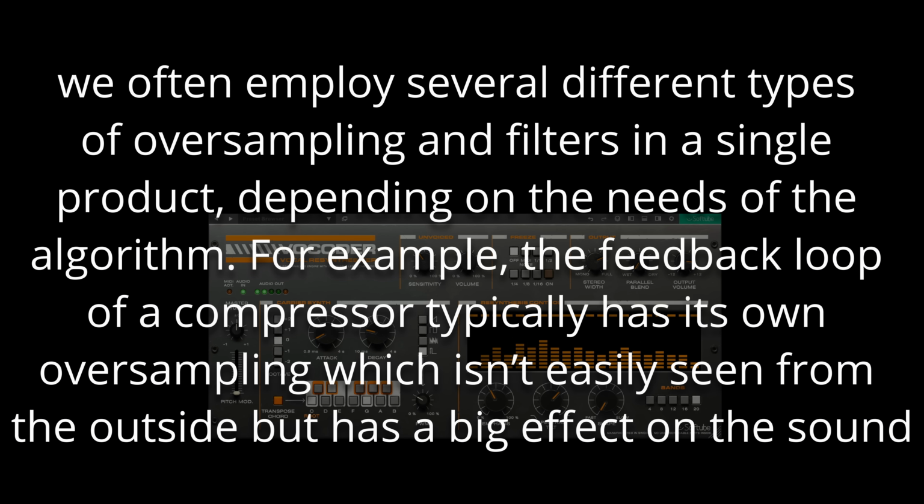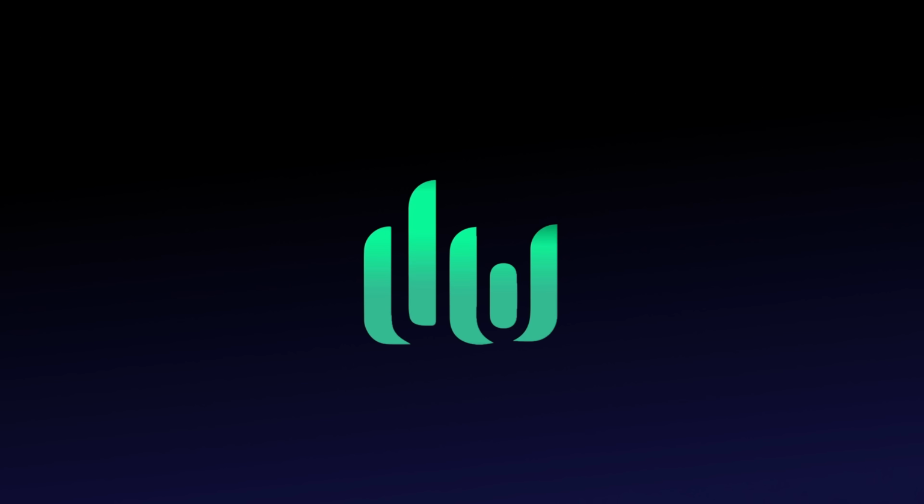"We often employ several different types of oversampling and filters in a single product, depending on the needs of the algorithm. For example, the feedback loop of a compressor typically has its own oversampling, which isn't easily seen from the outside, but has a big effect on the sound." So the oversampling inside this plugin is rather more sophisticated than the brute force oversampling that Reaper can deploy. When we test in Plugin Doctor, all we see is the oversampling used for the main audio path and the variable gain stage. It doesn't tell us anything about the sidechain and what's going on inside that.